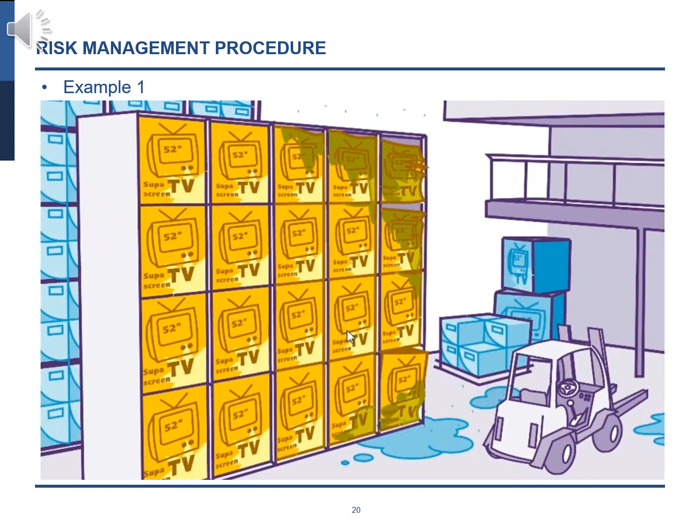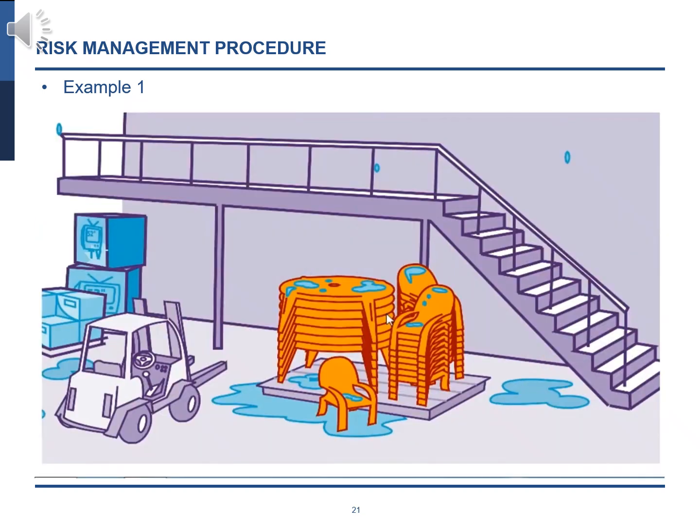The risk to the TVs is significantly higher because they are electronic devices that can be severely damaged by water, leading to costly losses and potential electrical hazards. In contrast, the plastic chairs and tables carry a lower risk, as they are more resistant to water and less likely to suffer immediate damage.